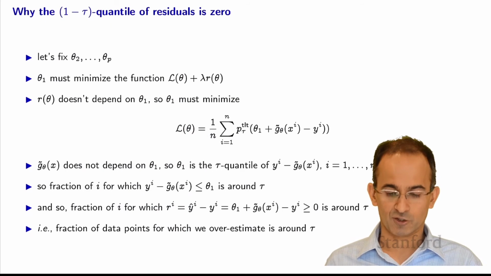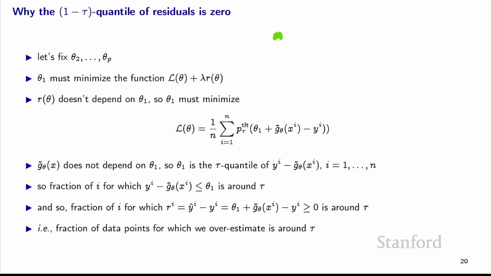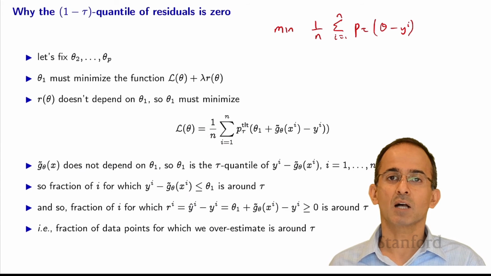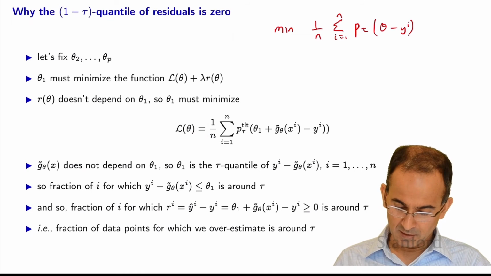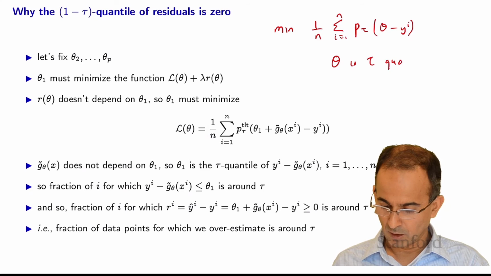Remember what we saw in the section on constant predictors. We saw that if we minimize the empirical risk, 1 on n, the sum from i is 1 up to n, of the tilted loss of theta minus yi, that the resulting theta has the property that theta is the tau quantile of the yi's.